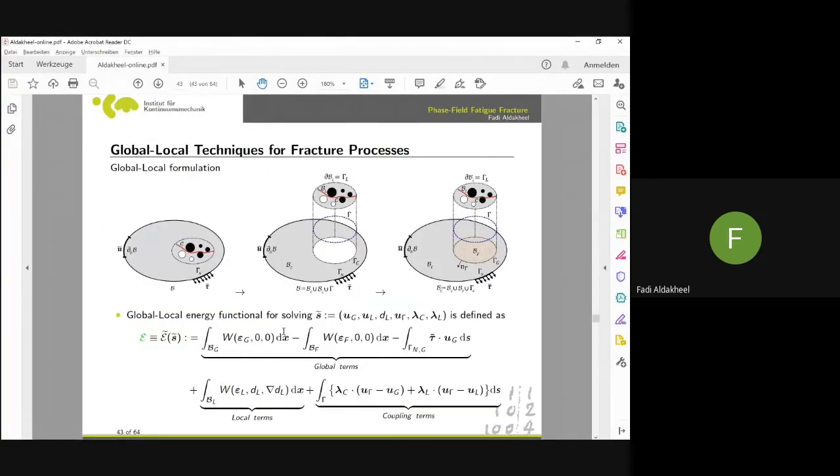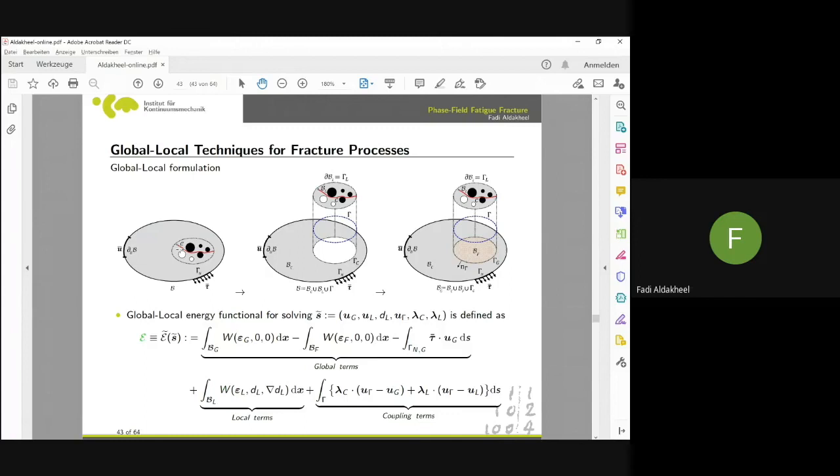How does this global local approach work? I guess you remember this picture from me, I have shown you this picture at the beginning of my slides when I talked about brittle fracture. If you have this kind of geometry, and the fracture comes in this area, what you can do in the so-called global local approach is a kind of multi-scale modeling. So you can think about a micro and macro model.